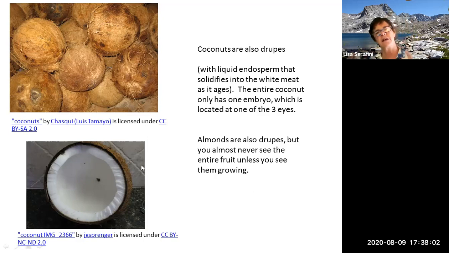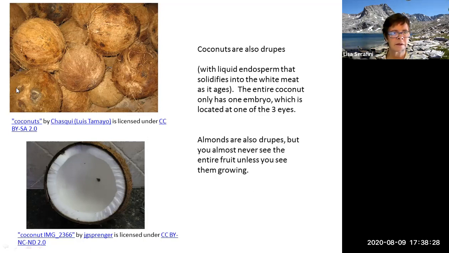But if you see the entire thing, this is the stony endocarp. No, actually, I think we have all the fiber there. Sorry about that. Stony endocarp, and the white stuff inside. There's usually white meat and white liquid. The liquid is liquid endosperm, and as it ages, it solidifies. So you get more of the white coconut meat.